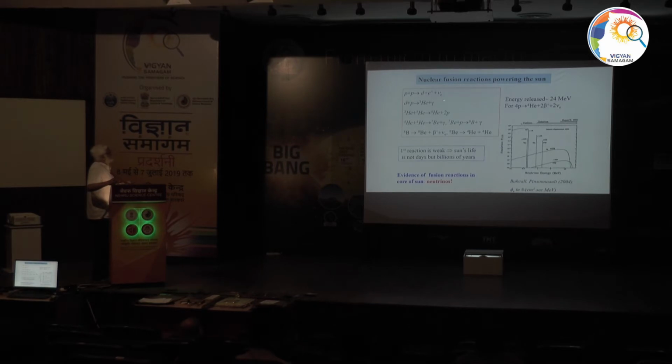But notice the first reaction. The first reaction is proton plus proton goes to deuterium, which is a combination of proton and neutron, a positron, the antiparticle of the electron, and a neutrino. Since a neutrino is there, obviously there has to be a weak interaction process. And because it is weak, the sun lives for as long as it does. It's expected to live for another 10 billion years probably. But had it been an electromagnetic or strong interaction, it would have died in hours or days.